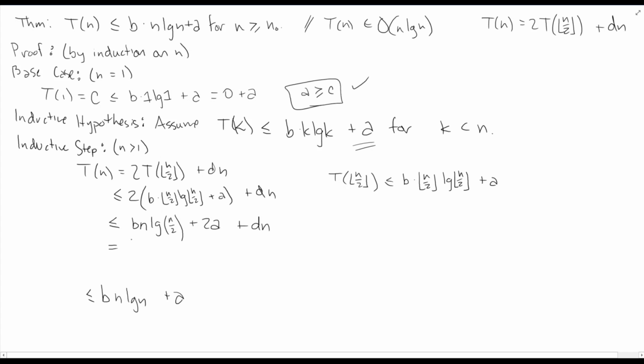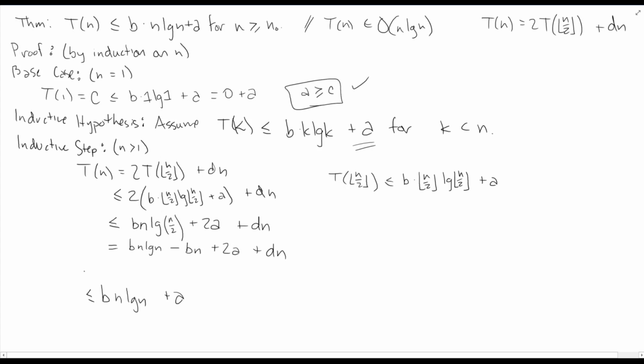So this is actually going to be bn log n. Hey, that's the term we're looking for. Good. Minus bn. Okay, the log 2 that we get in the minus there is just 1, so we get minus a bn plus 2a plus dn.